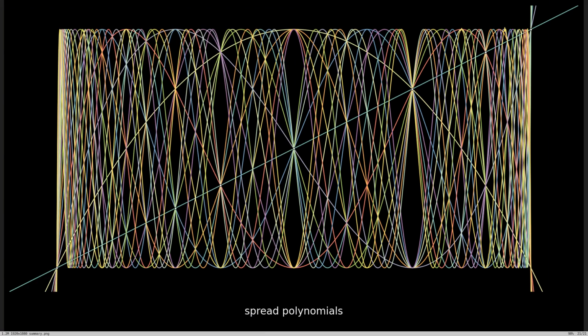So this is the first 20 curves for the spread polynomials. And it's really showing up very nicely here. You can see these wonderful ghost curves and ghost lines showing up. There's some really interesting radial pattern happening here on the left-hand side.